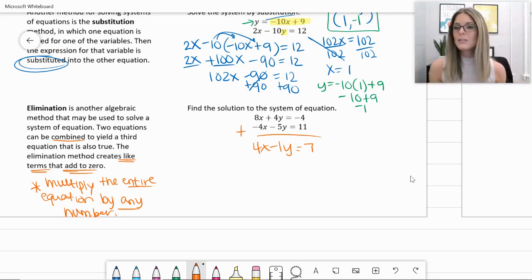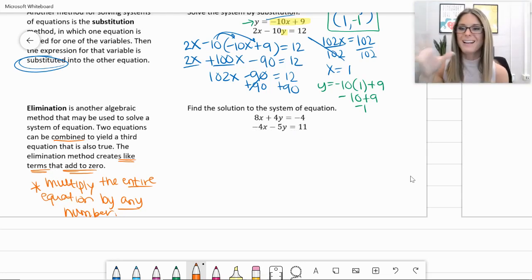So maybe not 2, but we're going to see, what should I multiply one of my equations by so that I get opposite values, opposite coefficients on one of my variables. You know where my eye is drawn to? Those x's. I've got 8x in the top and negative 4x on the bottom. Is there any way I can make that bottom negative 4x into a negative 8x? Because if it was 8x and negative 8x, that would make 0.